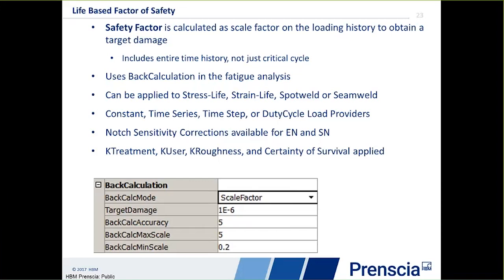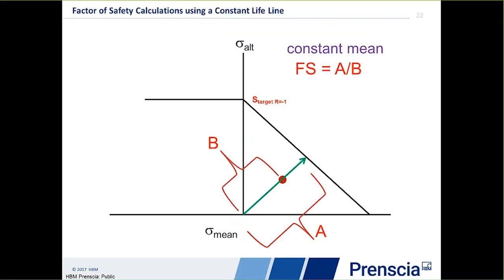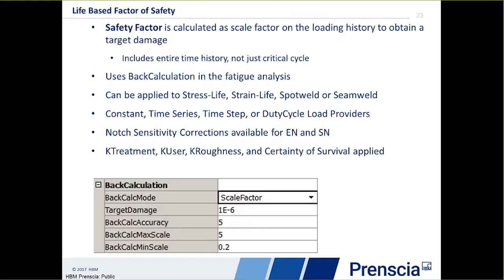That factor of safety is basically identical to this constant R ratio factor of safety if I had a constant amplitude load. So what it's calculating is basically this constant R ratio factor of safety, but it's doing it on the full time history, not on the worst cycle or on a single cycle.